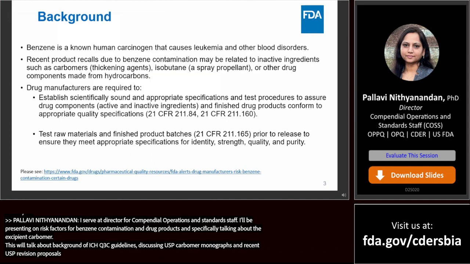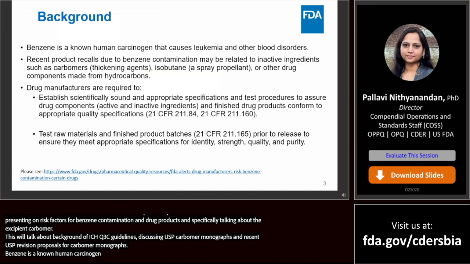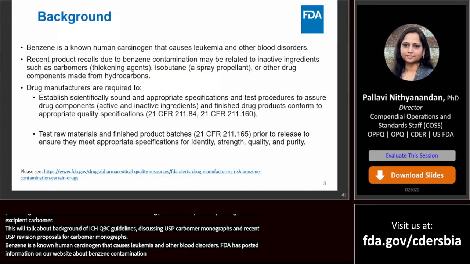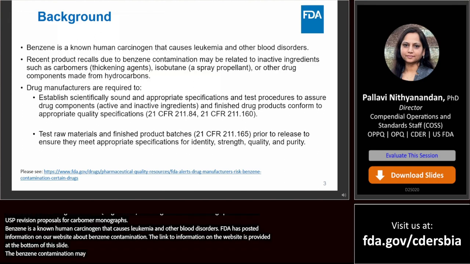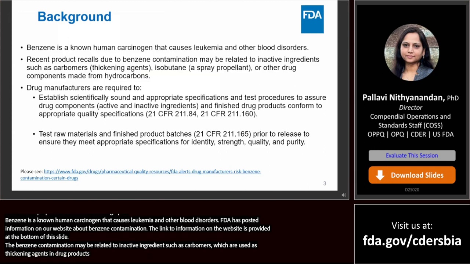As many of you know already, benzene is a known human carcinogen that causes leukemia and other blood disorders. Recently, FDA has posted information on our website to inform stakeholders of recent recalls due to benzene contamination. The link to the information on the website is provided at the bottom of the slide. The benzene contamination may be related to inactive ingredients such as carbomers, which are used as thickening agents in drug products, isobutane, which is a spray propellant, or any other drug component made from hydrocarbons.